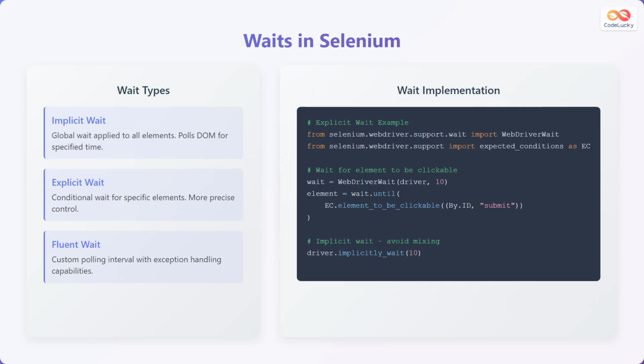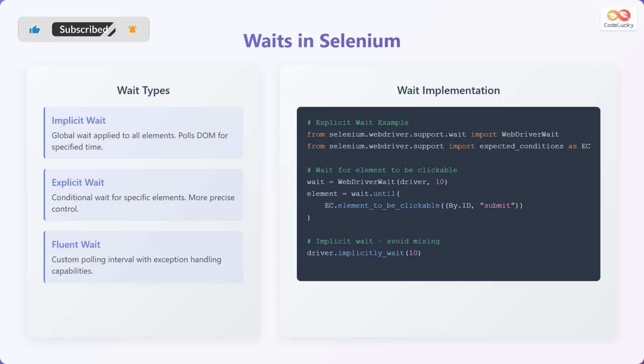Waits are crucial for handling timing issues in web automation, especially with dynamic content loading. Selenium provides 3 types of waits. Implicit wait sets a global timeout that applies to all find element operations, continuously polling the DOM for the specified duration. Explicit wait offers conditional waiting for specific elements with precise control over timing and conditions. Fluent wait provides the most flexibility with custom polling intervals and exception handling capabilities.